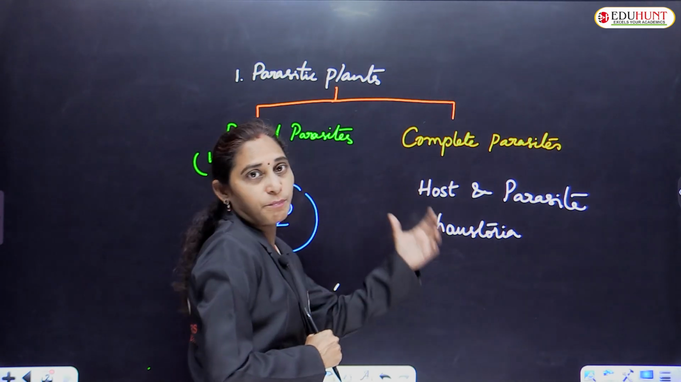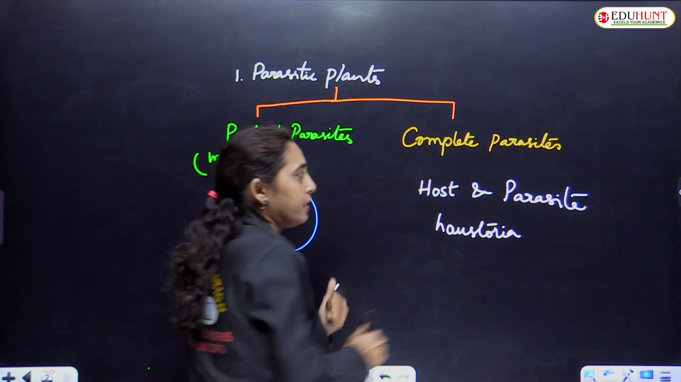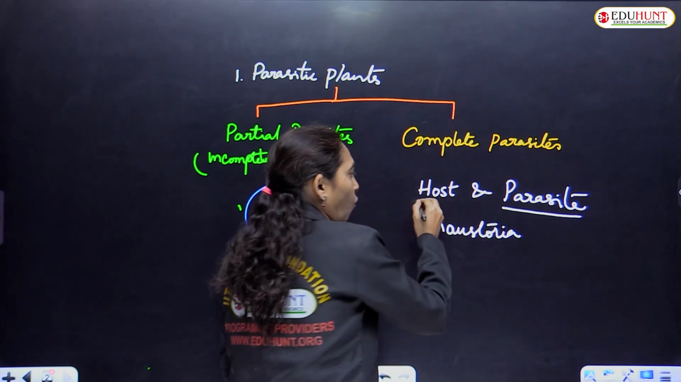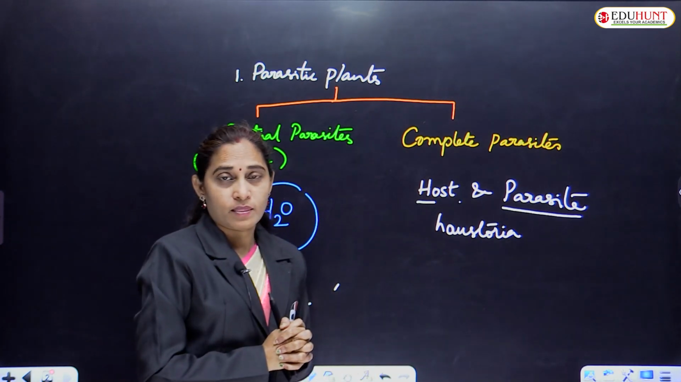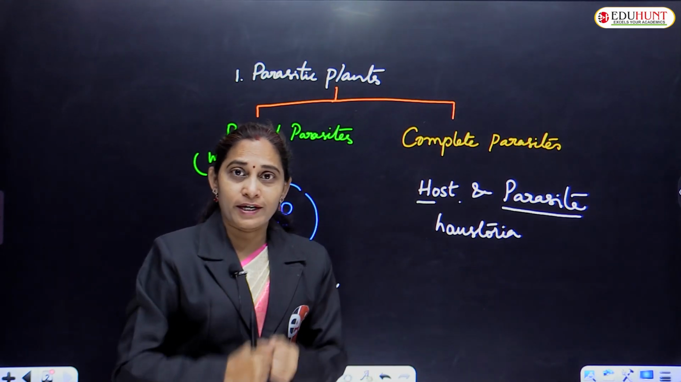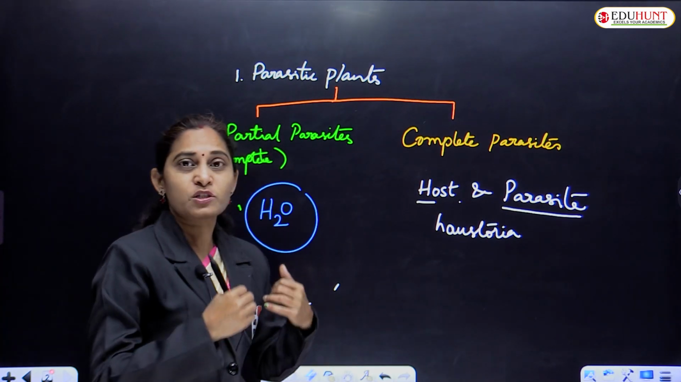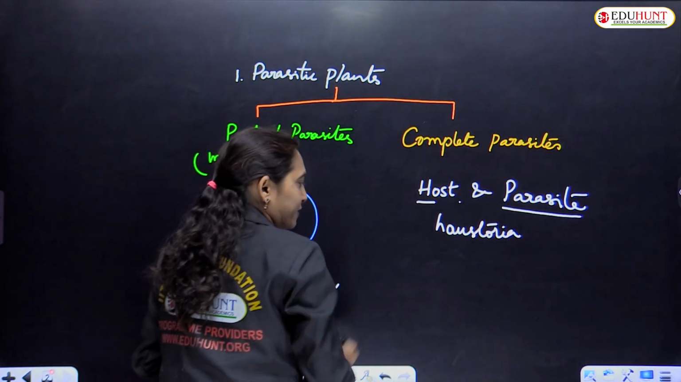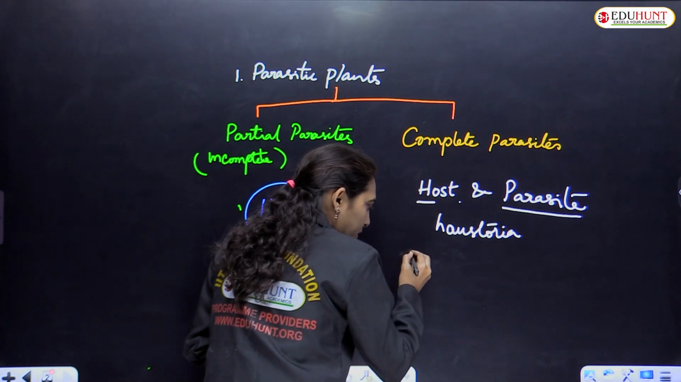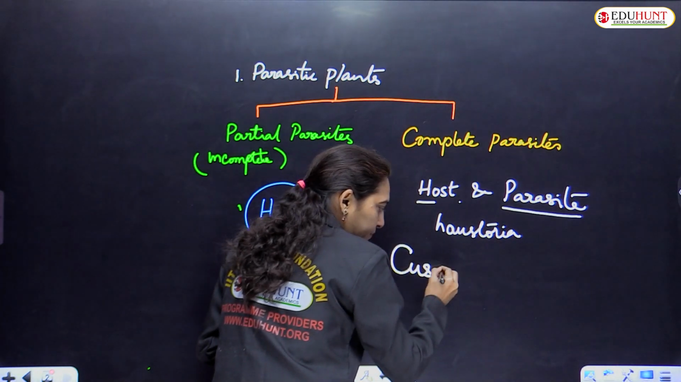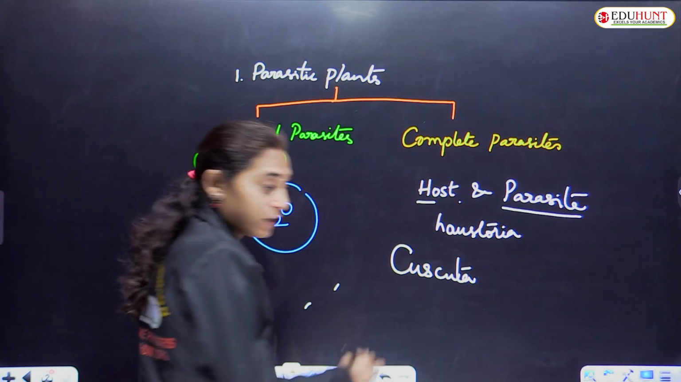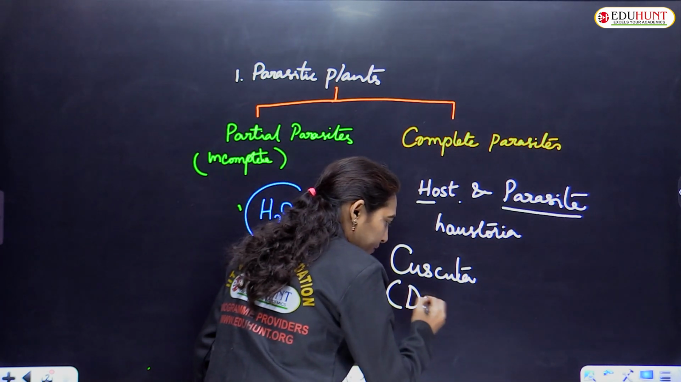There is a relationship between parasite and the host. In this relation, the parasite gets benefit and the host is at a loss. It loses its nutrients. Because of that, it becomes pale and weak. An example is Cuscuta, commonly called the dodder plant.